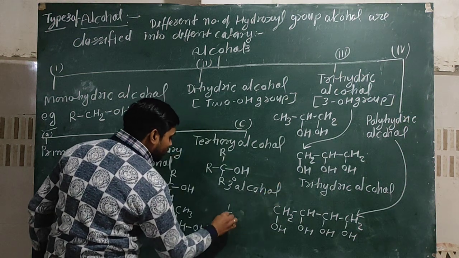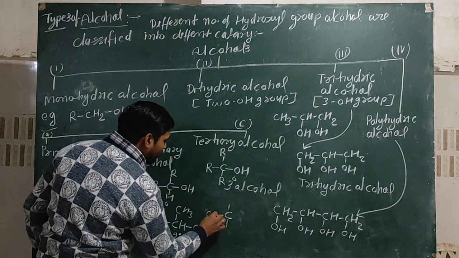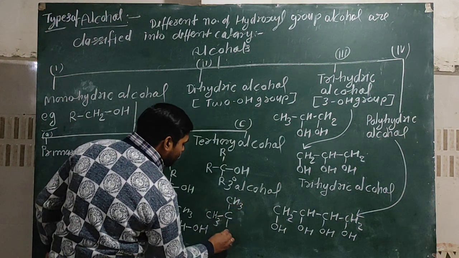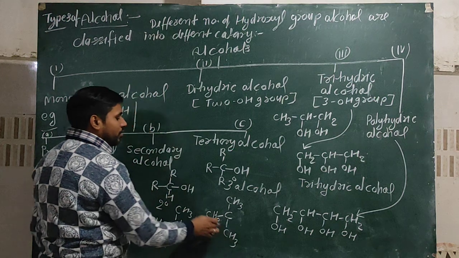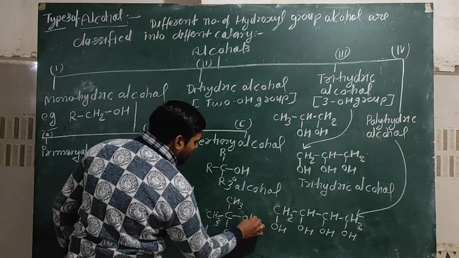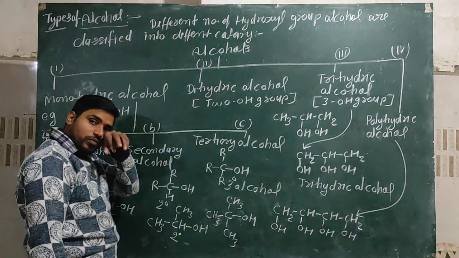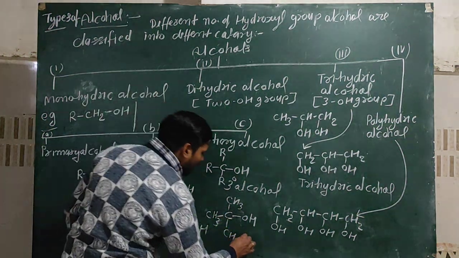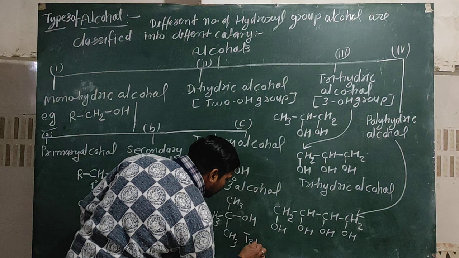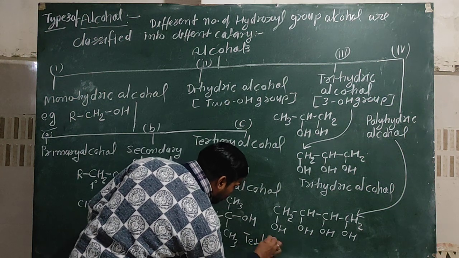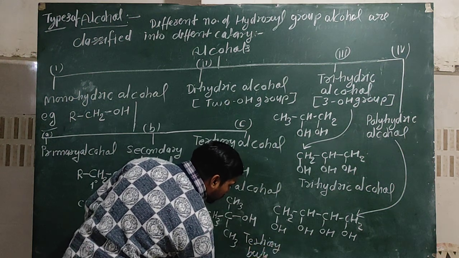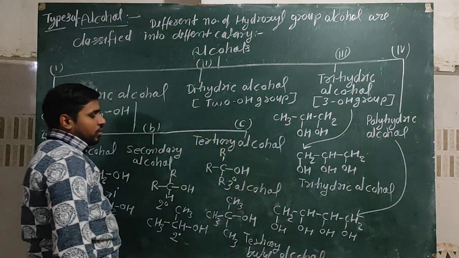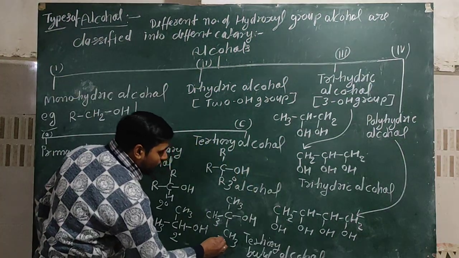If you take the number of alkyl groups in place of R, then you can write CH3 and CH3, and the alcoholic carbon contains one OH group, then it is known as tertiary butyl alcohol, or 3 degree alcohol.